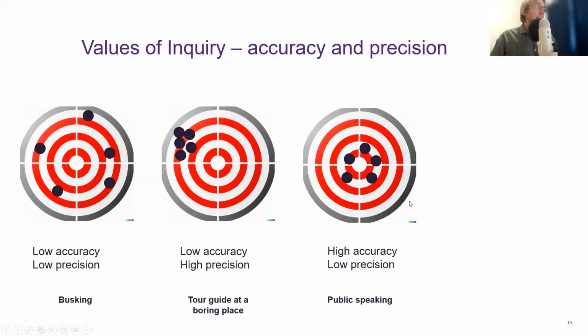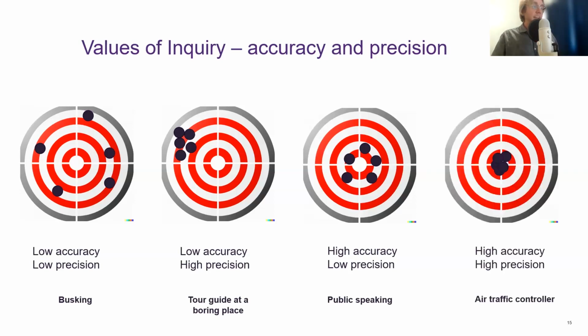Public speaking, high accuracy, low precision. If you're actually a good person and you're doing it, you don't want to get into a huge amount of detail, but you do want to tell them the truth. And air traffic control, you need to get it right, and you need to be precisely right every time.